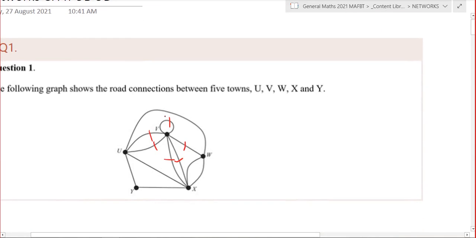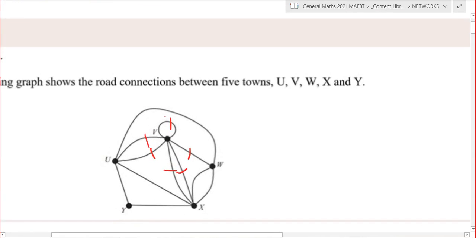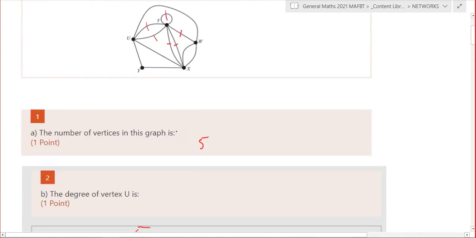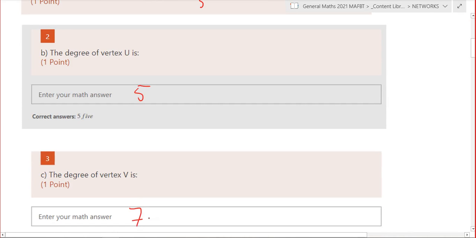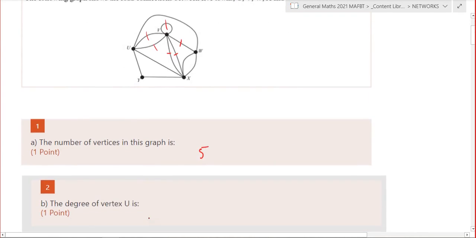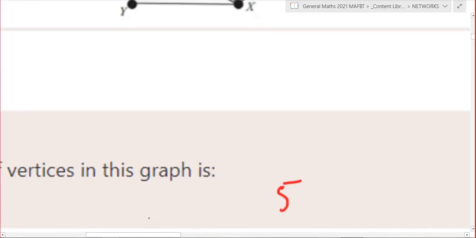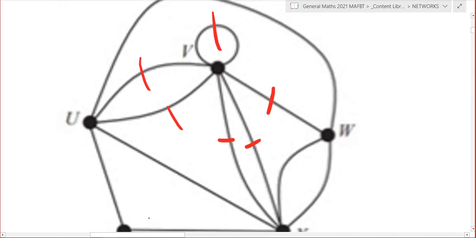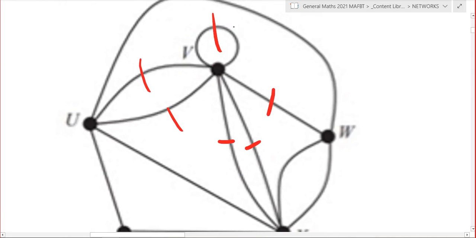Did I miscount one? I don't think I did. Oh no, sorry, I'm being silly. It's the number of connections, so the loop counts for 2. That's the one: 1, 2, 3, 4, 5, 6, 7. Okay, that makes sense. I was looking at the edges only, but remember, the degree is the number of lines that connect to that dot. And the loop will always count for 2. Keep that in mind.